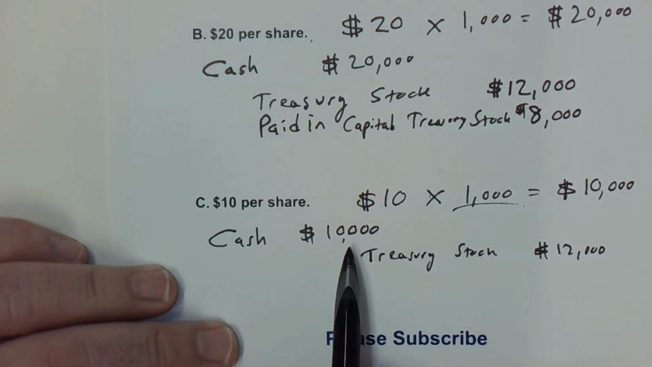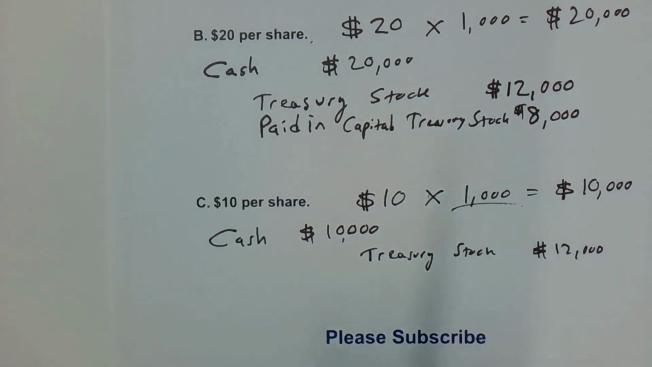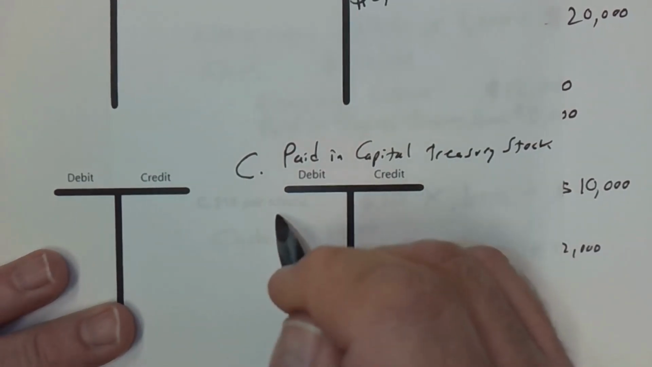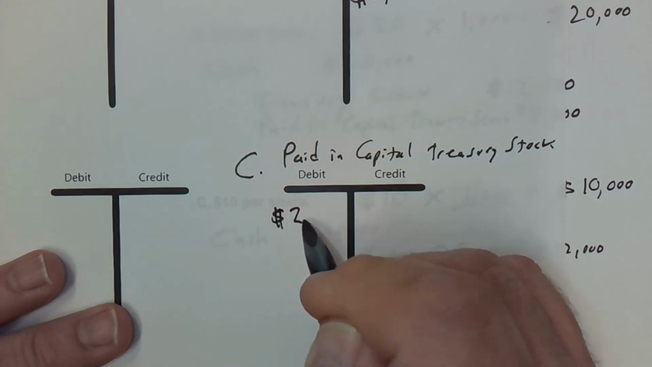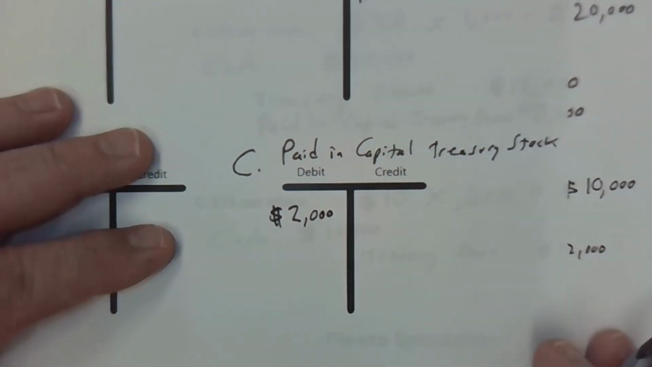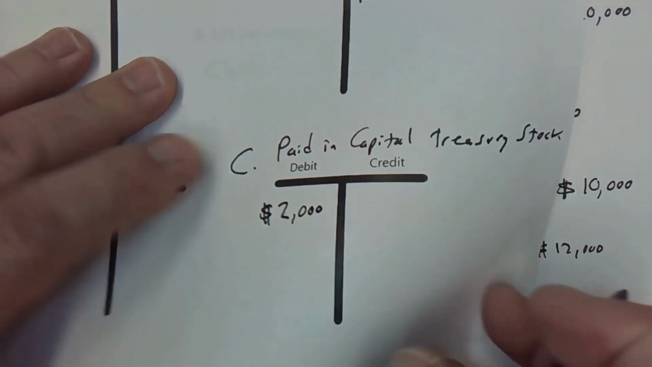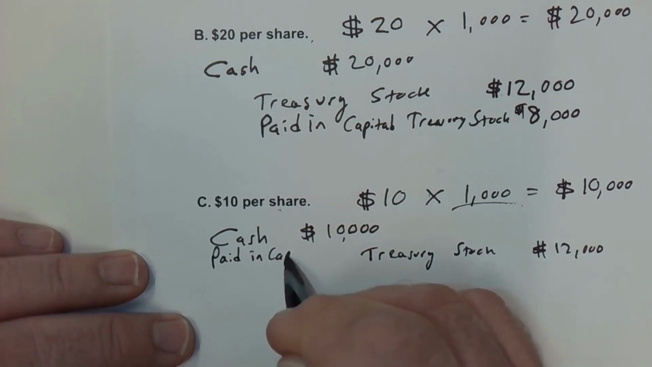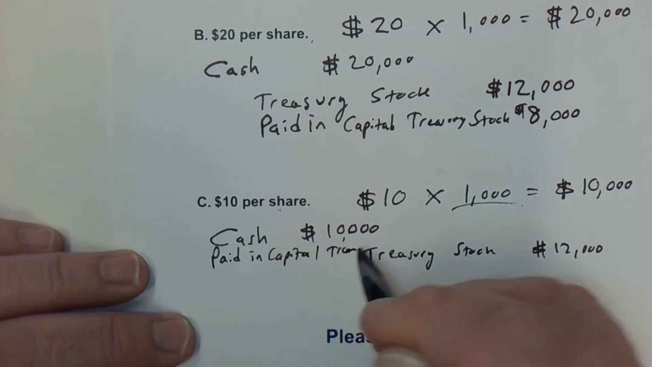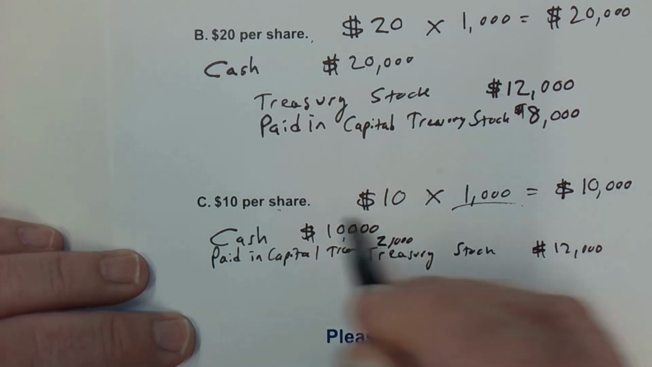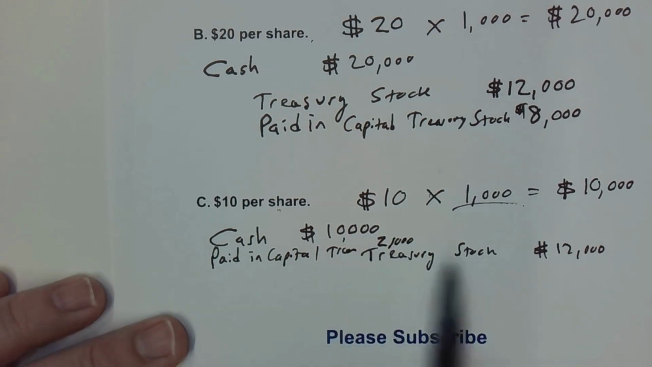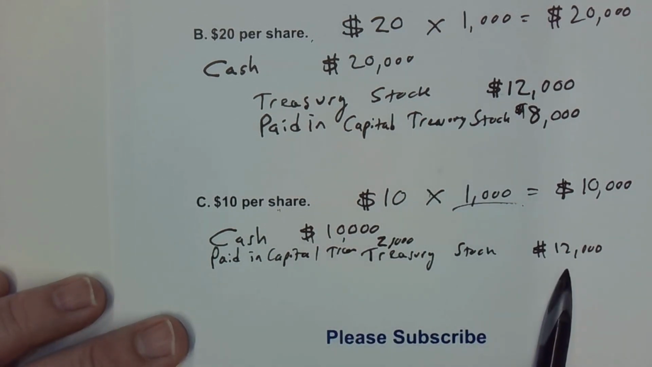We still need $2,000 more as a debit. Where's that going to go? You're right. That's going to be that same Paid in Capital Treasury Stock account, but in this case, we're going to debit it for $2,000. So Paid in Capital Treasury, and that's going to be for $2,000. And I should have lined that up better, but there are two debits that add up to $12,000, and a credit to Treasury Stock for $12,000.